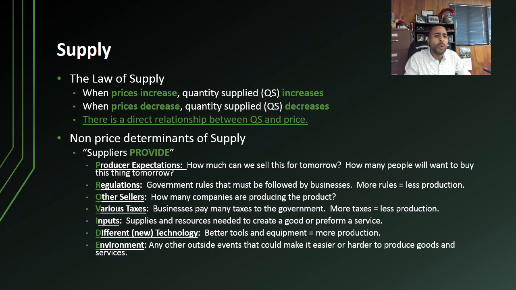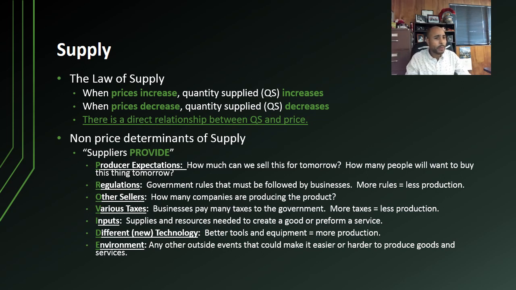Generally, complying with more rules makes it harder to produce goods and services, and so therefore, more rules, less production. Next up, other sellers. That just means how many companies are actually producing that good or service. If more companies start producing a good or service, the supply of the good or service increases. But if fewer companies produce a good or a service, the supply will decrease.